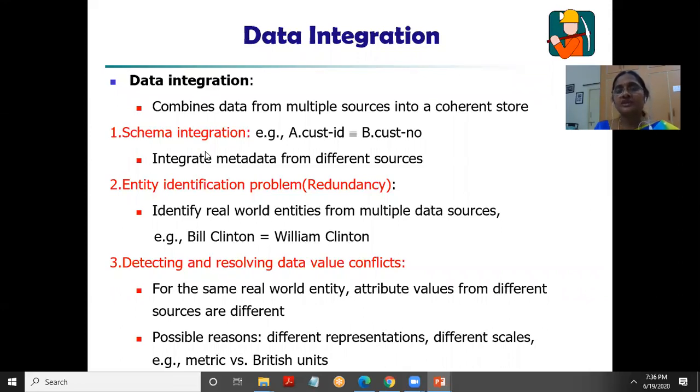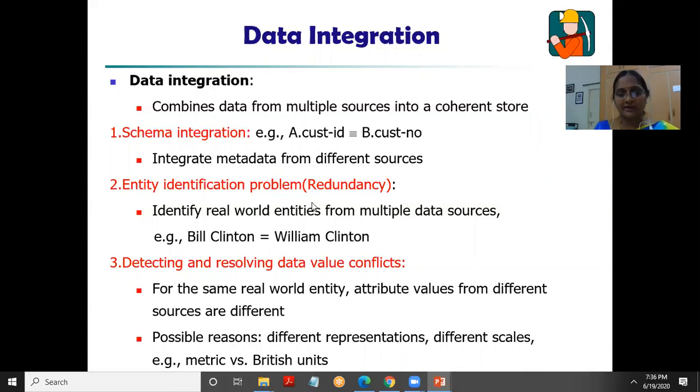One of the issues is schema integration. In one database we use customer ID, and in another database, table B, customer number. Both are the same. In table A it is customer ID, in table B it is customer number. While integrating, these two cause problems, so we have to consider such issues. Integrate metadata from different sources.